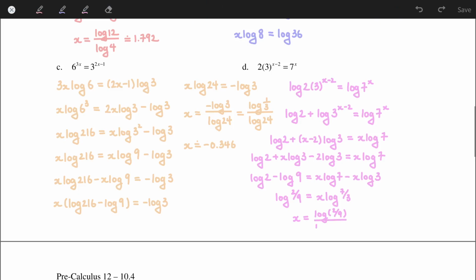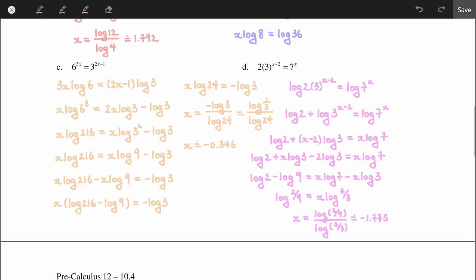So again, just like before, we still want our answer as a quotient of two logarithms, which is what we have, and then afterwards using a calculator to find an approximate value for it, and that will be negative 1.775. Okay.